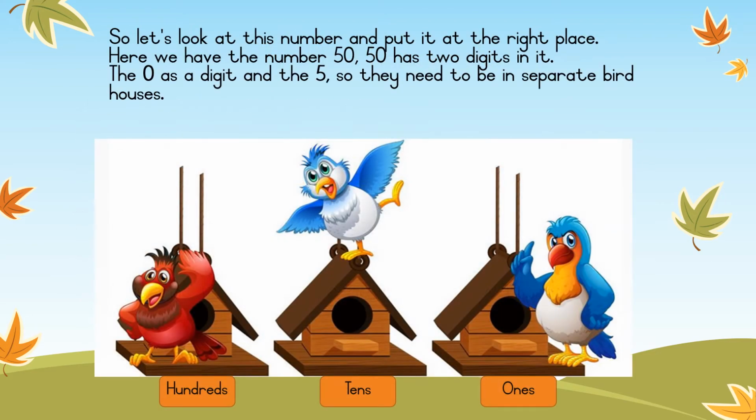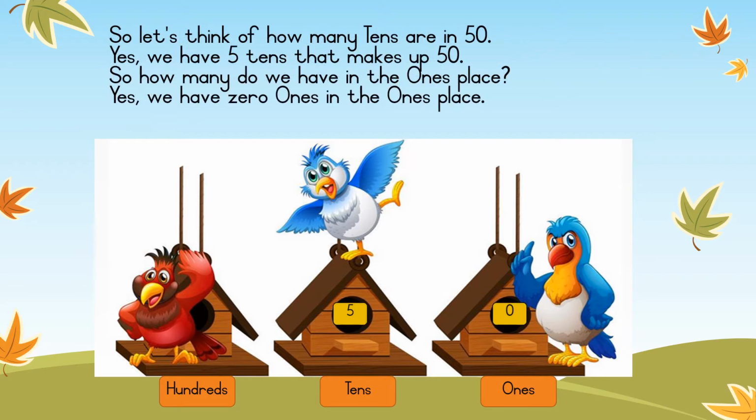So let's look at the number and put it at the right place. Here we have the number 50. 50 has two digits in it, the 0 and the 5, so they need to be in separate birdhouses. So let's think of how many tens are in 50. Yes, we have 5 tens that makes up 50. So how many do we have in the ones place? Yes, we have 0 ones in the ones place.